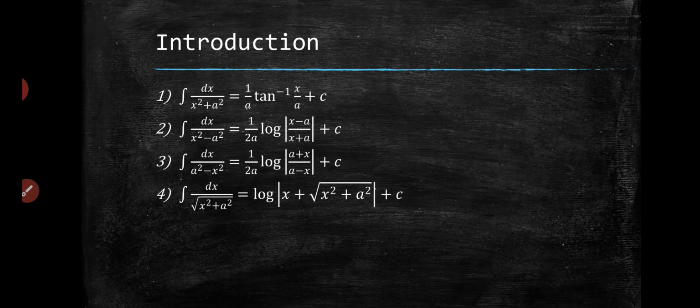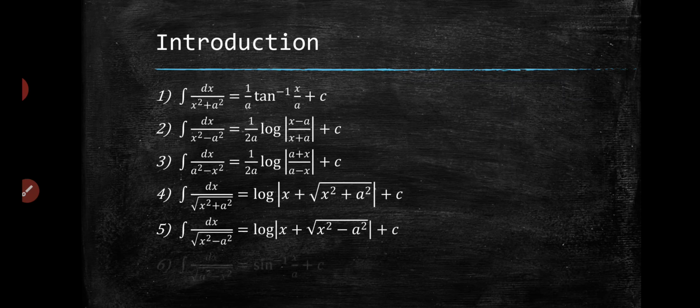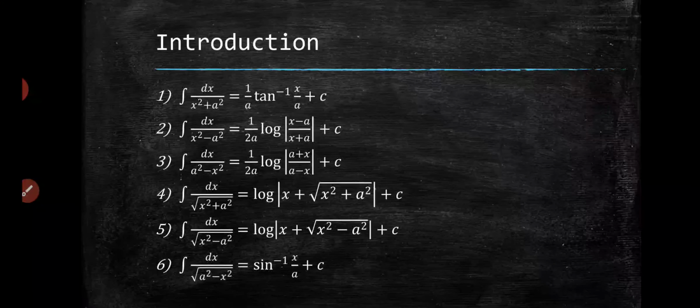Next, integration dx by under root x square plus a square is equal to log of mod of x plus under root x square plus a square plus c. Next, integration dx by under root x square minus a square is log of mod of x plus under root x square minus a square plus c. And the last one, integration dx by under root a square minus x square is sine inverse x by a plus c.